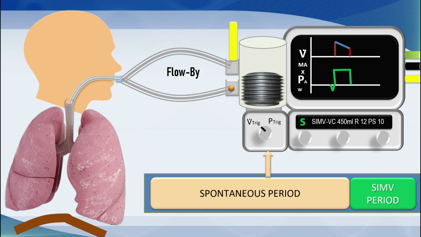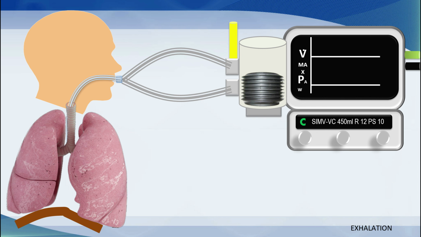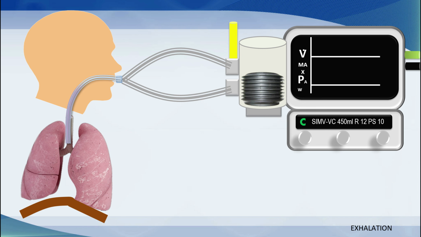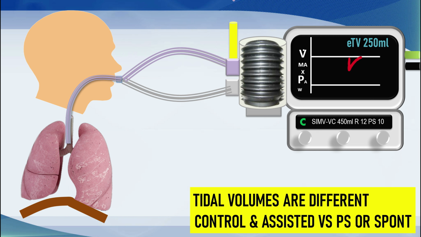It's a flat topped waveform, typical of pressure controlled breaths, and the flow waveform is a decelerating flow pattern that's shaved off because it's flow cycled, indicating pressure support. So this is pressure support ventilation, a pressure supported breath that's happening during the spontaneous period. When the patient exhales, the measured tidal volume in this situation is going to be different because it's a different type of breath. And in this case, the measured tidal volume was 250 mils.